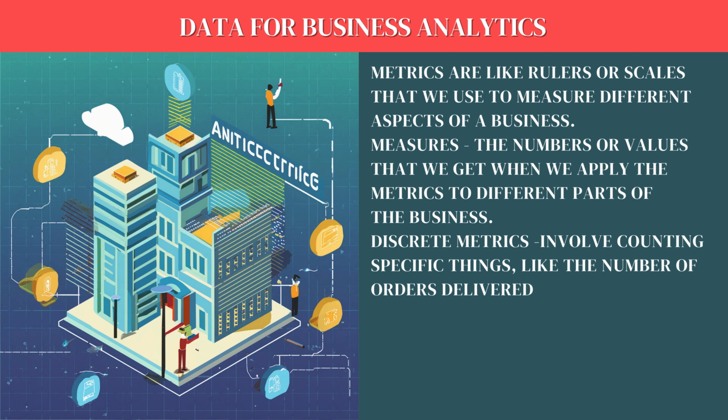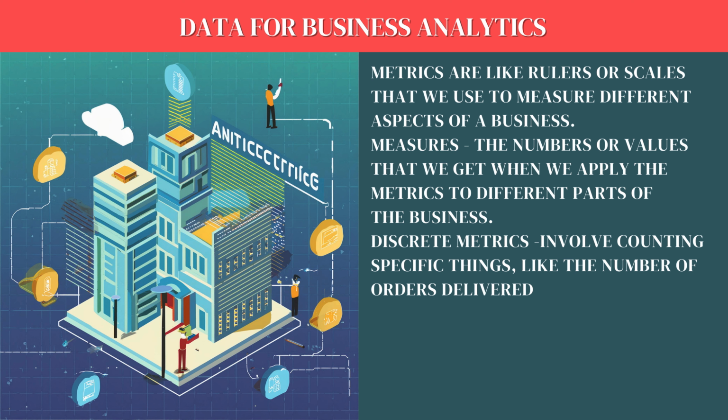These things are called metrics. Metrics are like rulers or scales that we use to measure different aspects of a business. Now, these metrics don't give us actual numbers or values on their own. We need something called measures to get those numerical values. They are the numbers or values that we get when we apply the metrics to different parts of the business.